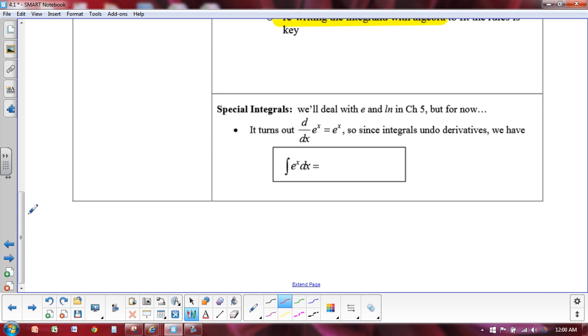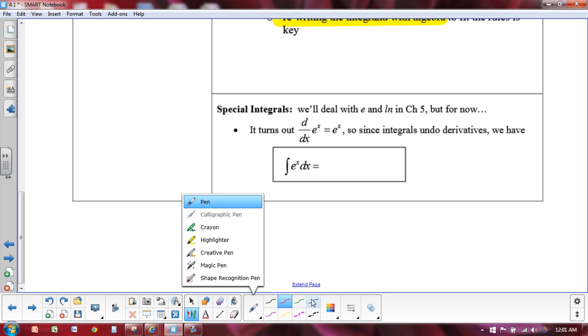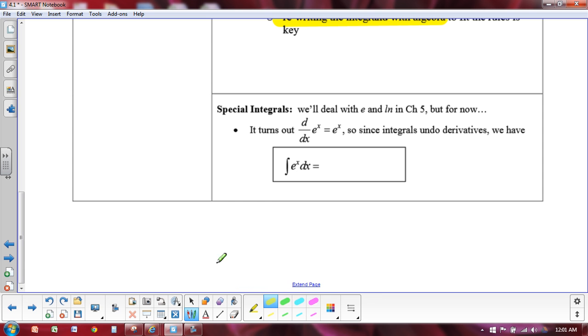Chapter 5, we will spend pretty much all of Chapter 5 dealing with e, the number e, like 2.72-ish, and then natural log, which is log base e. But for right now, it turns out rather uniquely that e to the x, that function, is its own derivative. So we can prove that later once we know a little bit more. But if you want to differentiate e to the x, you just get e to the x back out.